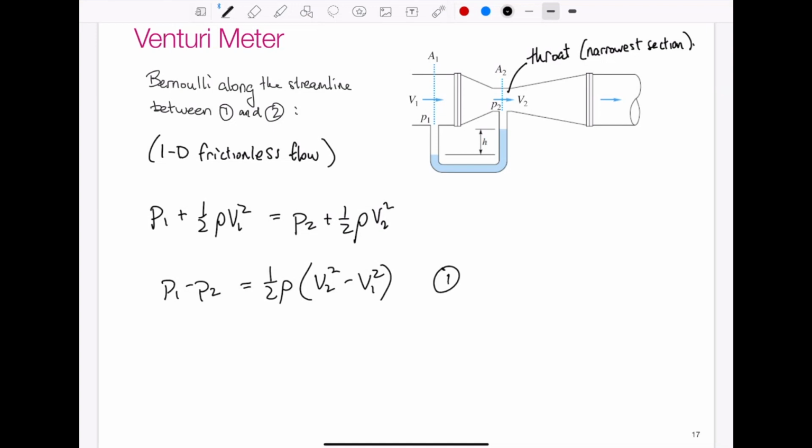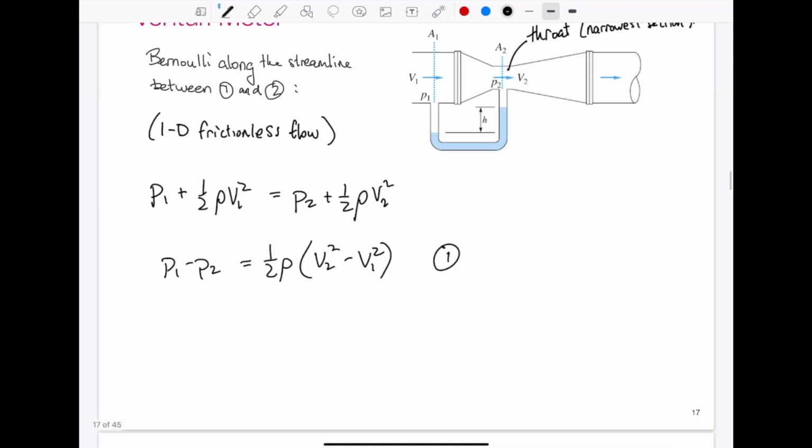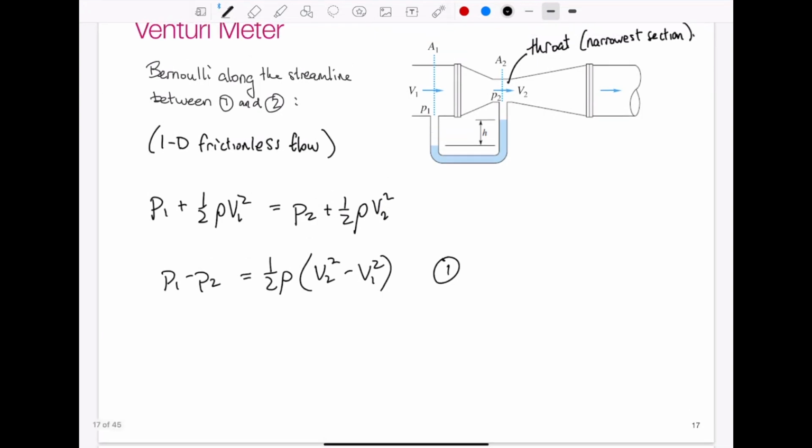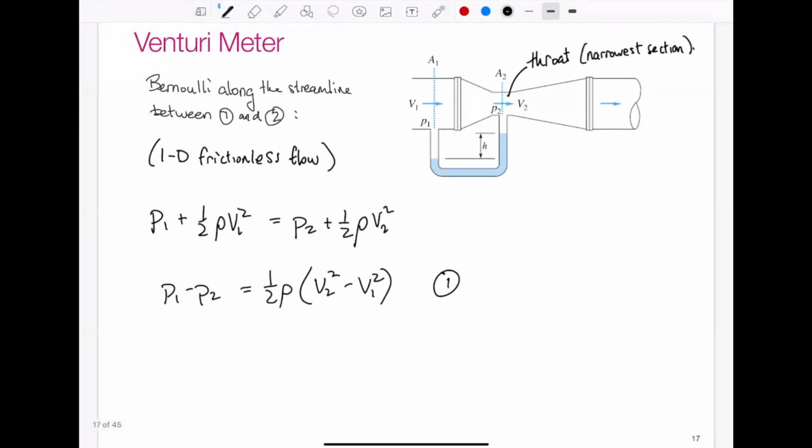So let's write this as our first equation. Just by measuring this pressure difference, we can figure out a velocity difference, but we can't figure out what the absolute velocity is. So we need another relationship that will help us determine these velocities. If we look at our Venturi meter, we know some information about the areas. We know the area at the inlet or at some point, and we know the area at the throat.